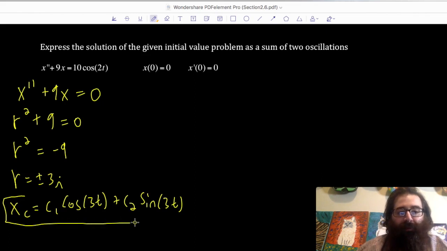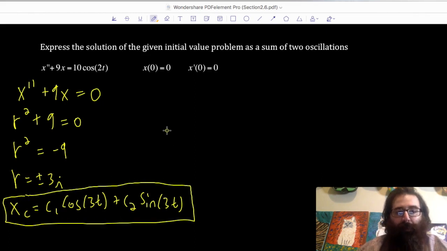Now what's important here, and there's going to be a longer discussion about this in that separate video like I mentioned, it's important that my complementary solution and what I'm looking at for the non-homogeneous side of my differential equation are linearly independent. And I want to really point out here that for my complementary solution, or the solution to the homogeneous, I have a frequency of 3, cosine of 3t and sine of 3t.